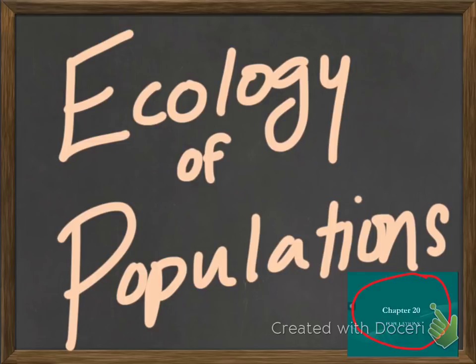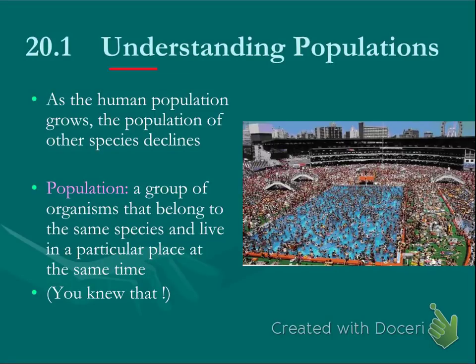So to start off, let's talk about what populations are. A population is a group of organisms that belong to the same species and live in a particular place at the same time. Now, sadly, as the human population grows in many places, the population of other wildlife species tends to decline. There are only so many resources to go around.